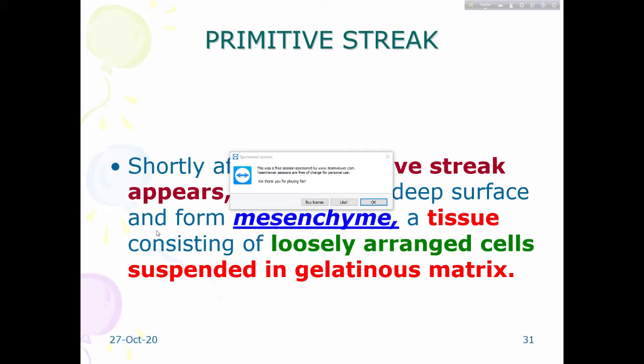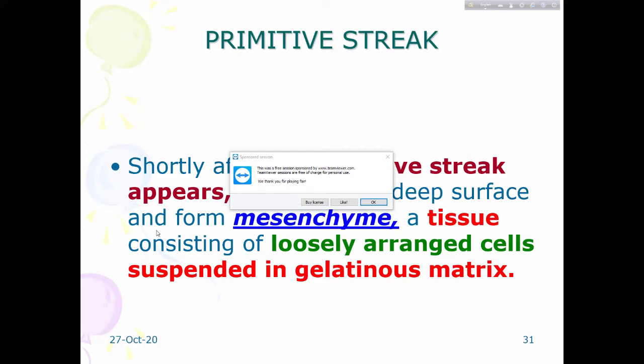Now, shortly after the primitive streak appears, cells leave its deep surface, as I have already told you, and form mesenchyme. You know about the mesenchyme. What is it? This is nothing but embryonic connective tissue. The mesenchyme is a tissue consisting of loosely arranged cells suspended in gelatinous matrix.